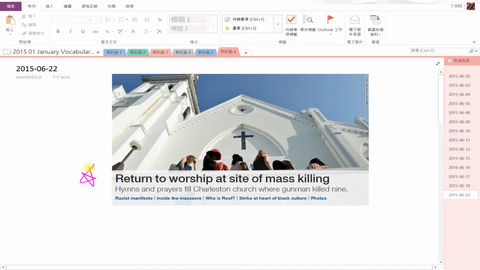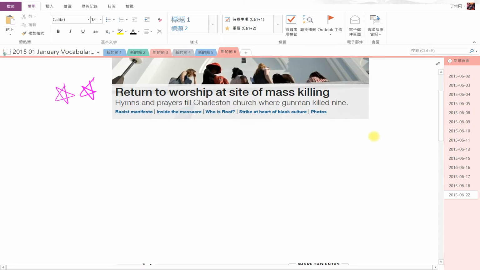Return to worship at site of mass killing. Hymns and prayers fill Charleston church where gunmen killed 9. 再一遍。Return to worship at sight of mass killing. Hymns and prayers fill Charleston church where gunmen killed 9.